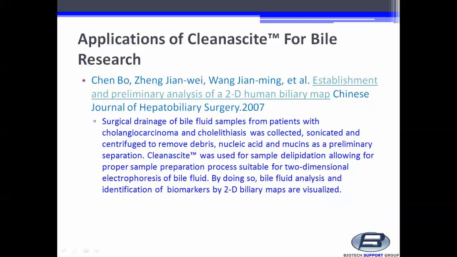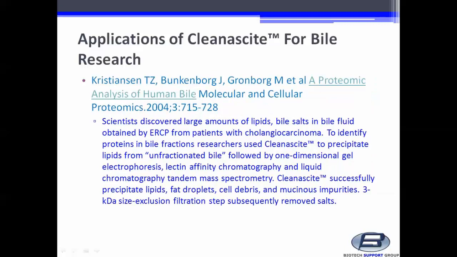Authors Chen et al. published an article in the Journal of Hepatobiliary Surgery titled Establishment and Preliminary Analysis of a 2D Human Biliary Map. Surgical drainage of biofluid samples from patients with cholangiocarcinoma and cholelithiasis was collected, sonicated, and centrifuged to remove debris, nucleic acid, and mucins as a preliminary separation method. Cleanascite was used for sample delipidation, allowing for a sample preparation process suitable for two-dimensional electrophoresis of biofluid. By doing so, biofluid analysis and identification of biomarkers by 2D biliary maps are visualized.